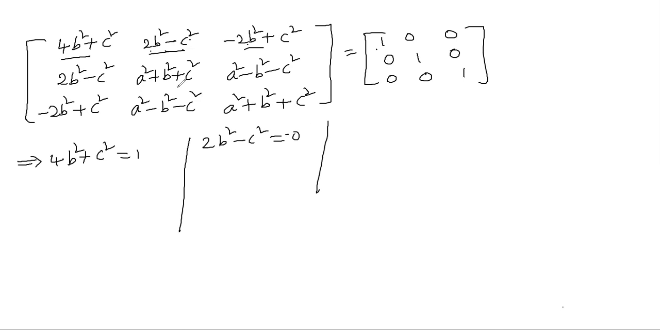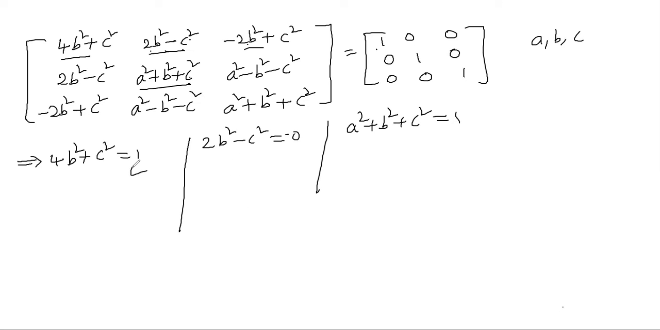Next, take another one: a square plus b square plus c square equal to 1. You can take any choice of your equations. A, B, C, three unknowns are there. You have to take three different equations and solve. Remember one more time, three unknowns, A comma B comma C, so you have to take three different equations.